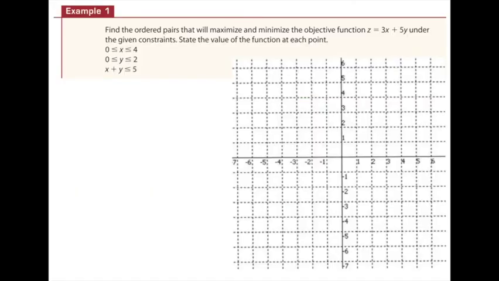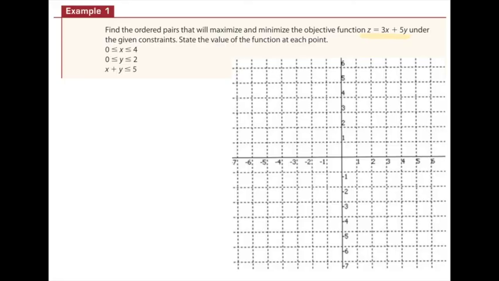Find the ordered pairs that will maximize and minimize the objective function z equals 3x plus 5y under the given constraints. State the value of the function at each point. So the first thing I want to point out is my objective function. What function are we trying to maximize and minimize? Well, it's this guy right here. Z equals 3x plus 5y.